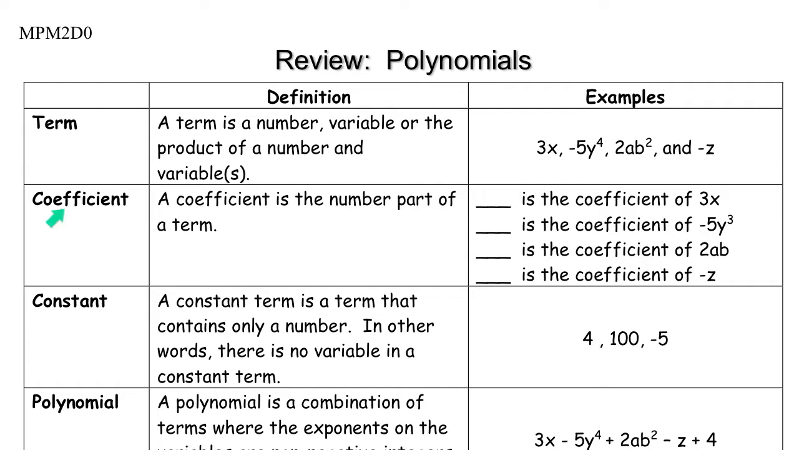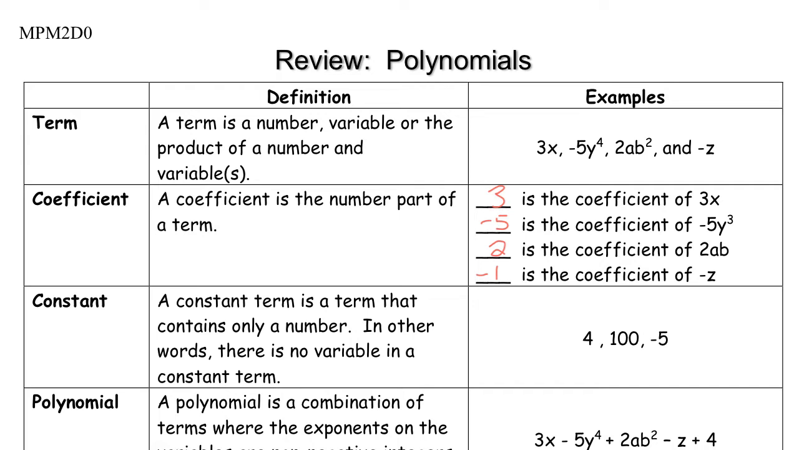For example, the first piece is a coefficient, and that's the number part of a term. When we're looking at the first one, 3x, the 3 is the coefficient. The next one here, the coefficient is -5. The next one here, the coefficient is 2. And the coefficient of negative z is actually -1, even though we don't see the 1 there.